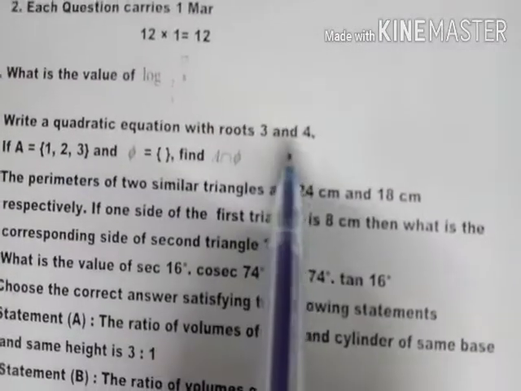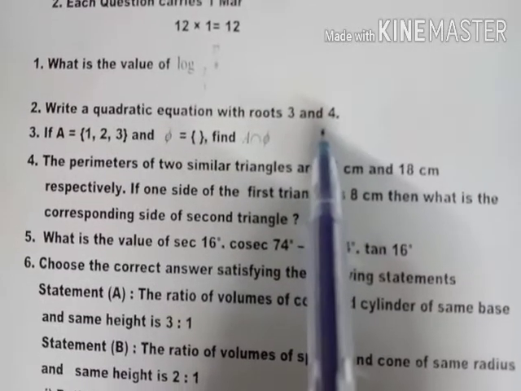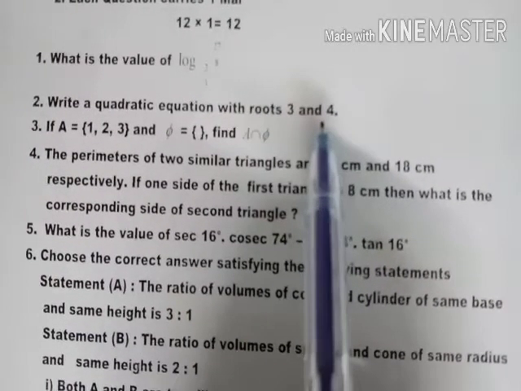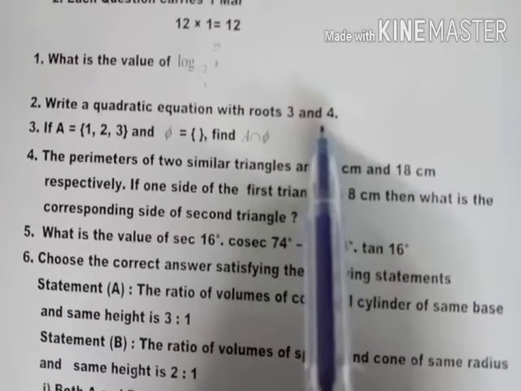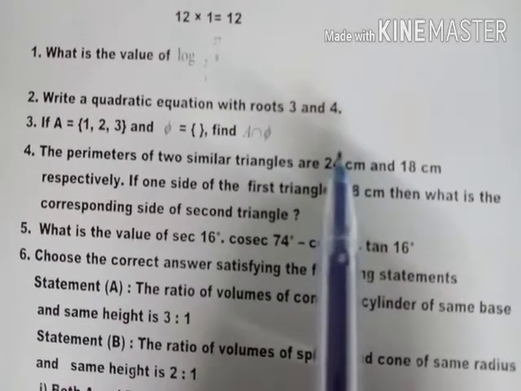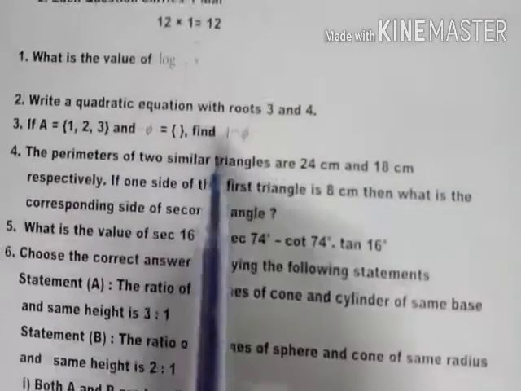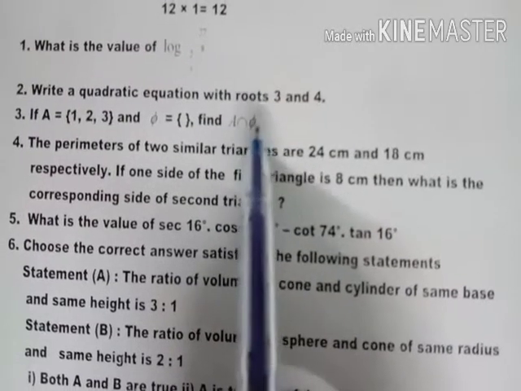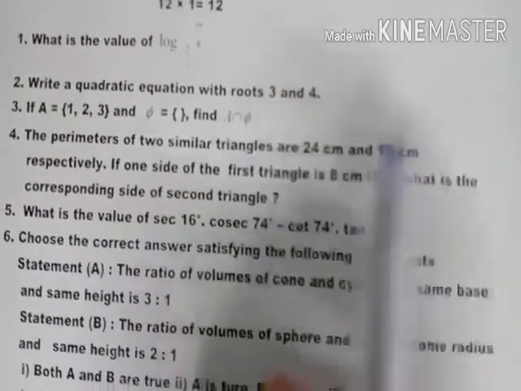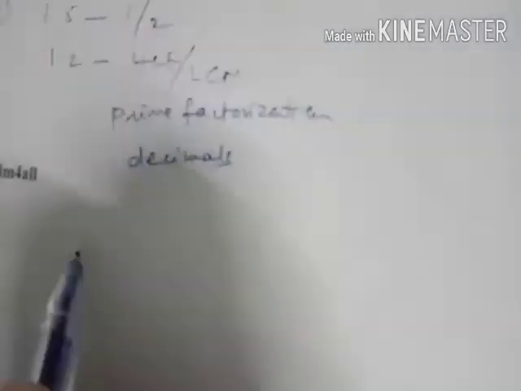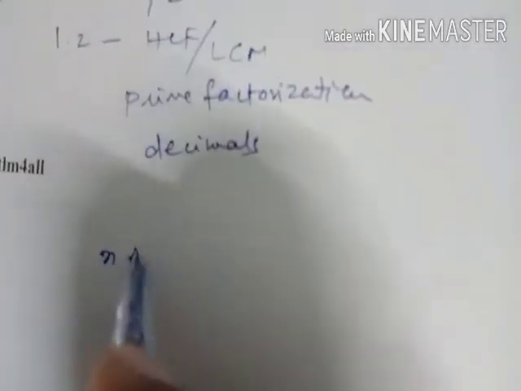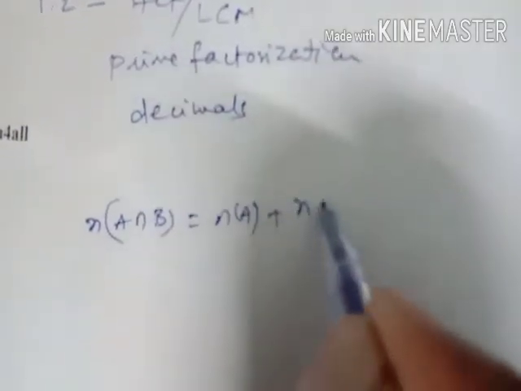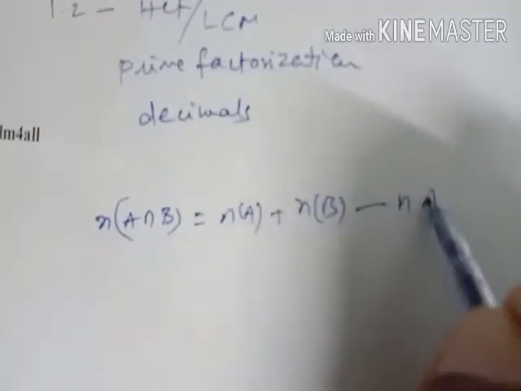And the second question is on quadratic equations, which comes in chapter number 5. Here we also have nature of roots, like this. In the third question we have the sets: A union B, A intersection B, A minus B, and again we have questions on the fundamental theorem of sets. N of A intersection B is equal to N of A plus N of B minus N of A union B.